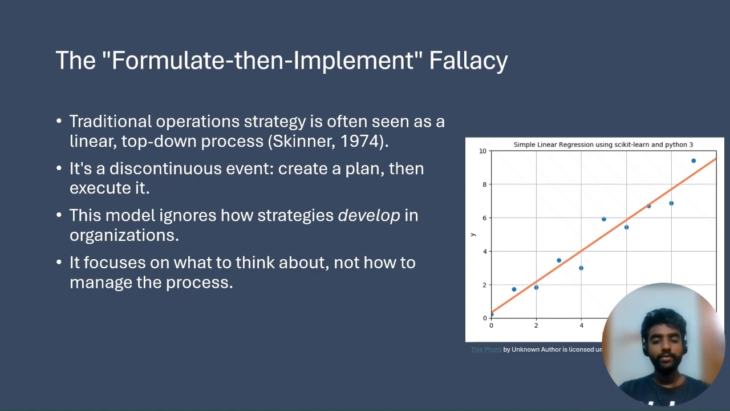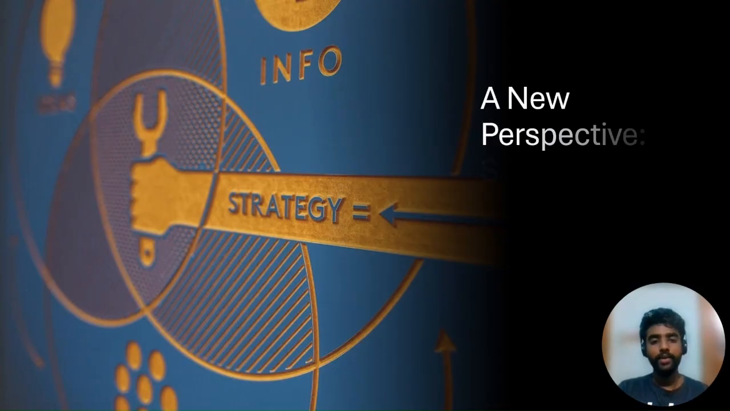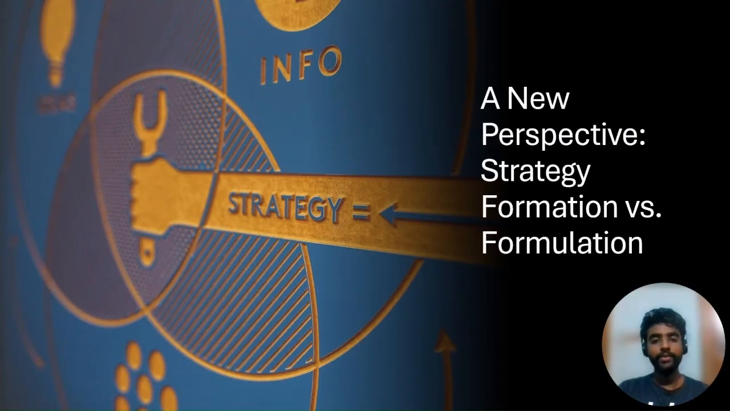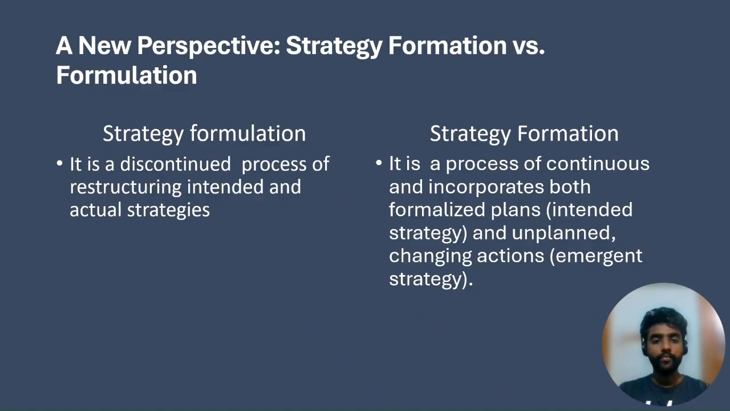This model ignores how strategies develop in an organization. It focuses on what to think about, not how to manage the process. So the key issue for this traditional strategy is it ignores how strategies develop dynamically in a real organization. Next, let's talk about the new perspective: strategy formation and strategy formulation. Now let's look at both of the strategies.